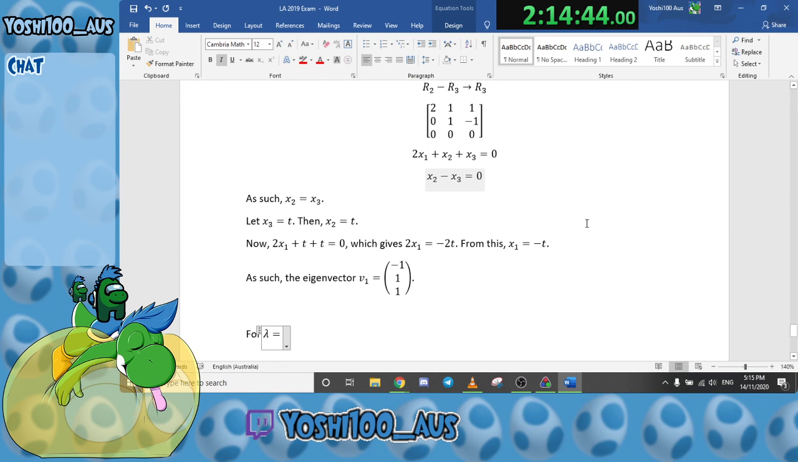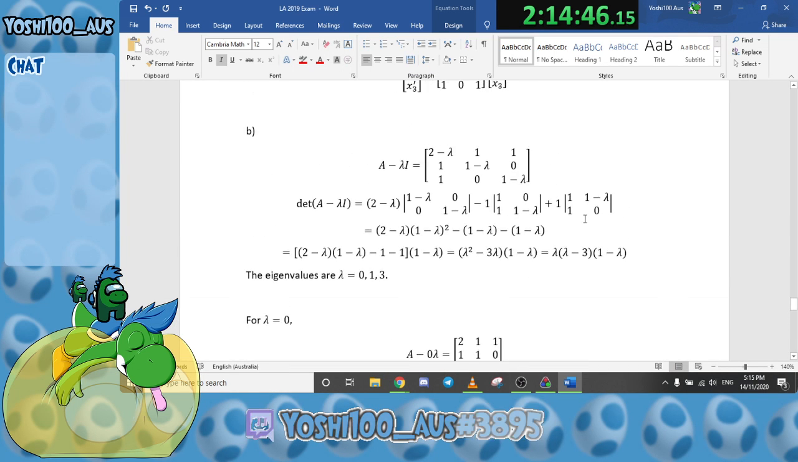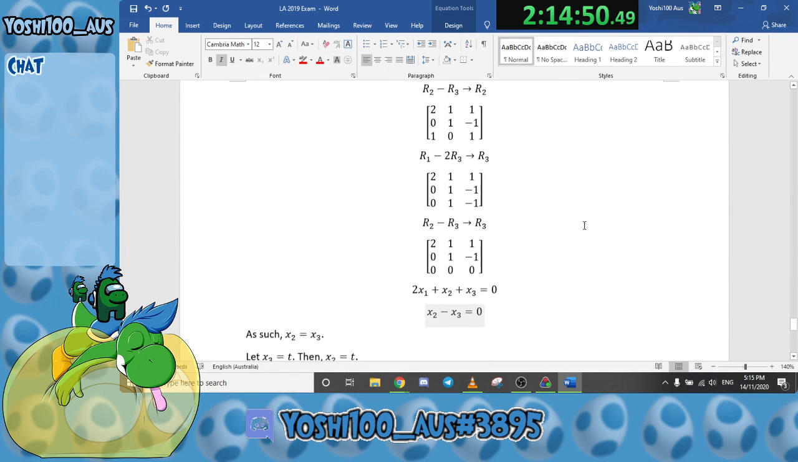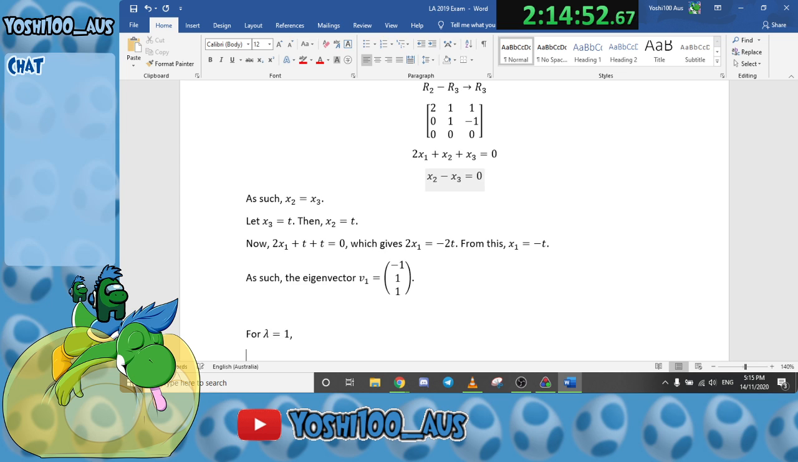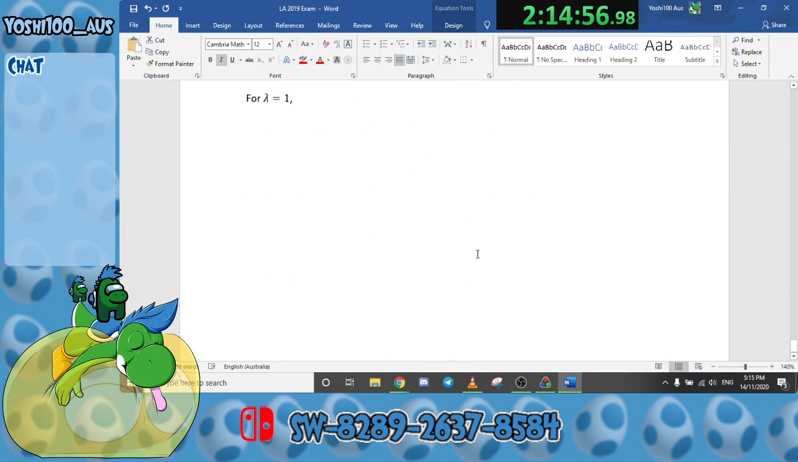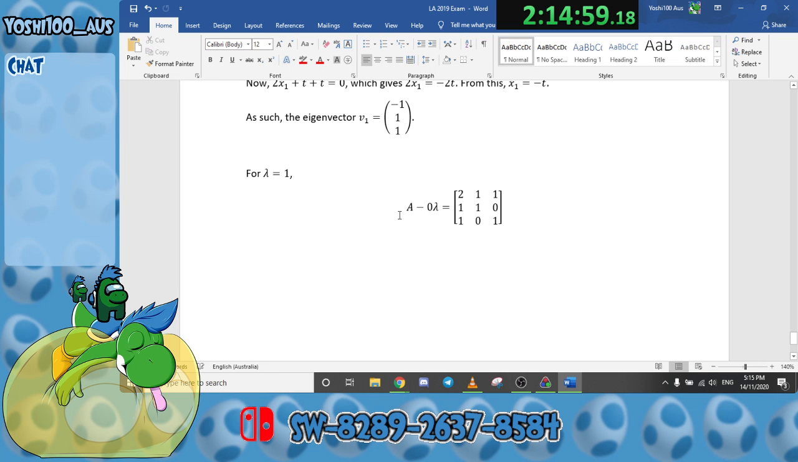Right, okay, just finding the next one. Is the next one 2? Or is it 1? What eigenvalue am I doing? 1, okay. So this equals 1. Let's do this. Because this is the matrix for 0 anyway, so you just subtract by 1.